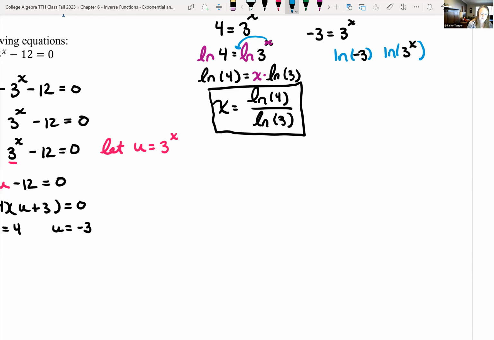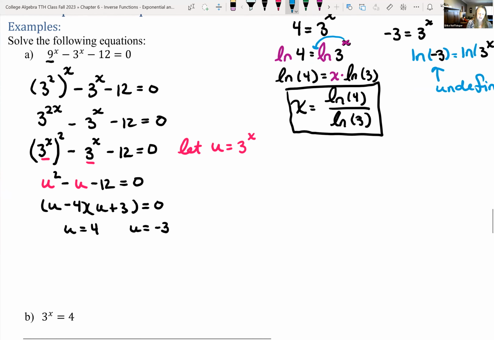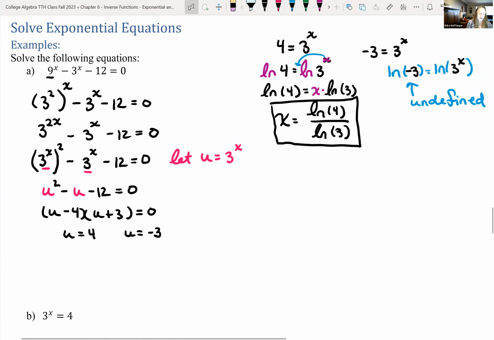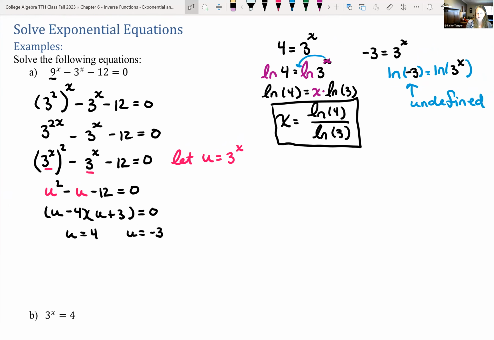But we have a problem because we can't take logs of a negative number. So this is undefined. So there's no solution to that equation. And so we have one solution, and that is the natural log of 4 all divided by the natural log of 3 is what x is.